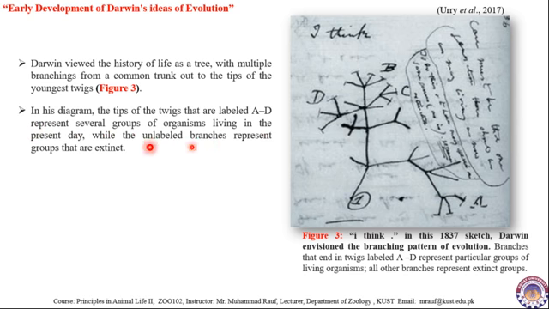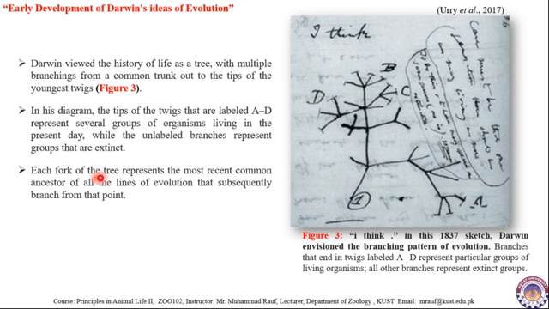While the unlabeled branches represent groups that are extinct, these are the groups that have gone extinct. Each fork of the tree represents the most recent common ancestor of all the lines of evolution that subsequently branch from that point. So here is the most recent common ancestor of these three branches. Here is the most recent common ancestor of these branches. So this branching point shows the most recent common ancestor.